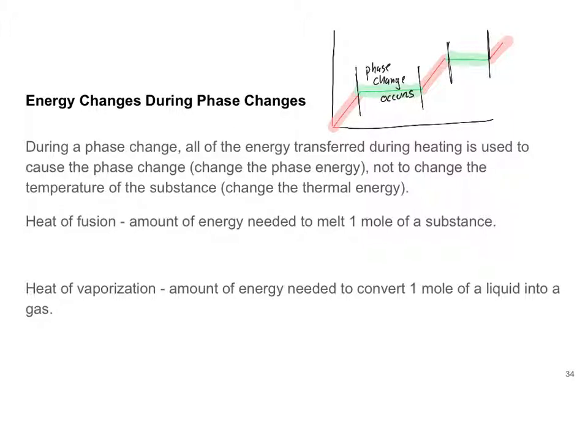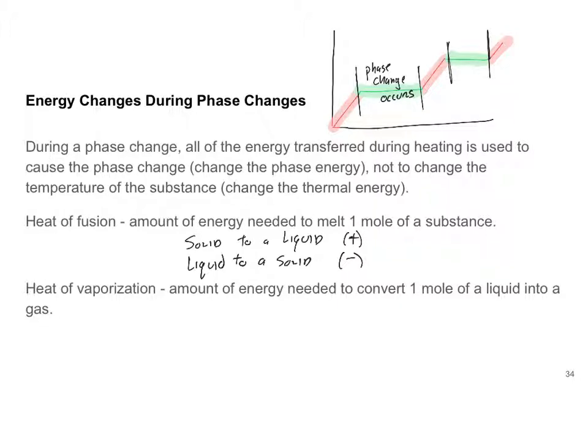So we have a couple of phrases that we need to be familiar with. The heat of fusion is the amount of energy needed to melt 1 mole of a substance. So this is what we talk about when we go from a solid to a liquid. And this is generally considered positive in terms of a value, and a liquid to a solid would be a negative value usually.